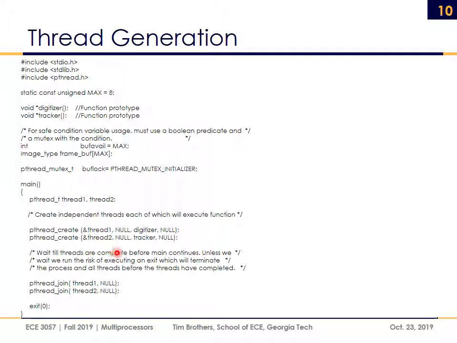Once the threads have been run, we have these pthread joins at the very end. What these do is wait until both the threads have exited before this entire process can exit, because we don't want it to just run straight through before the threads have had a chance to actually complete the operation.